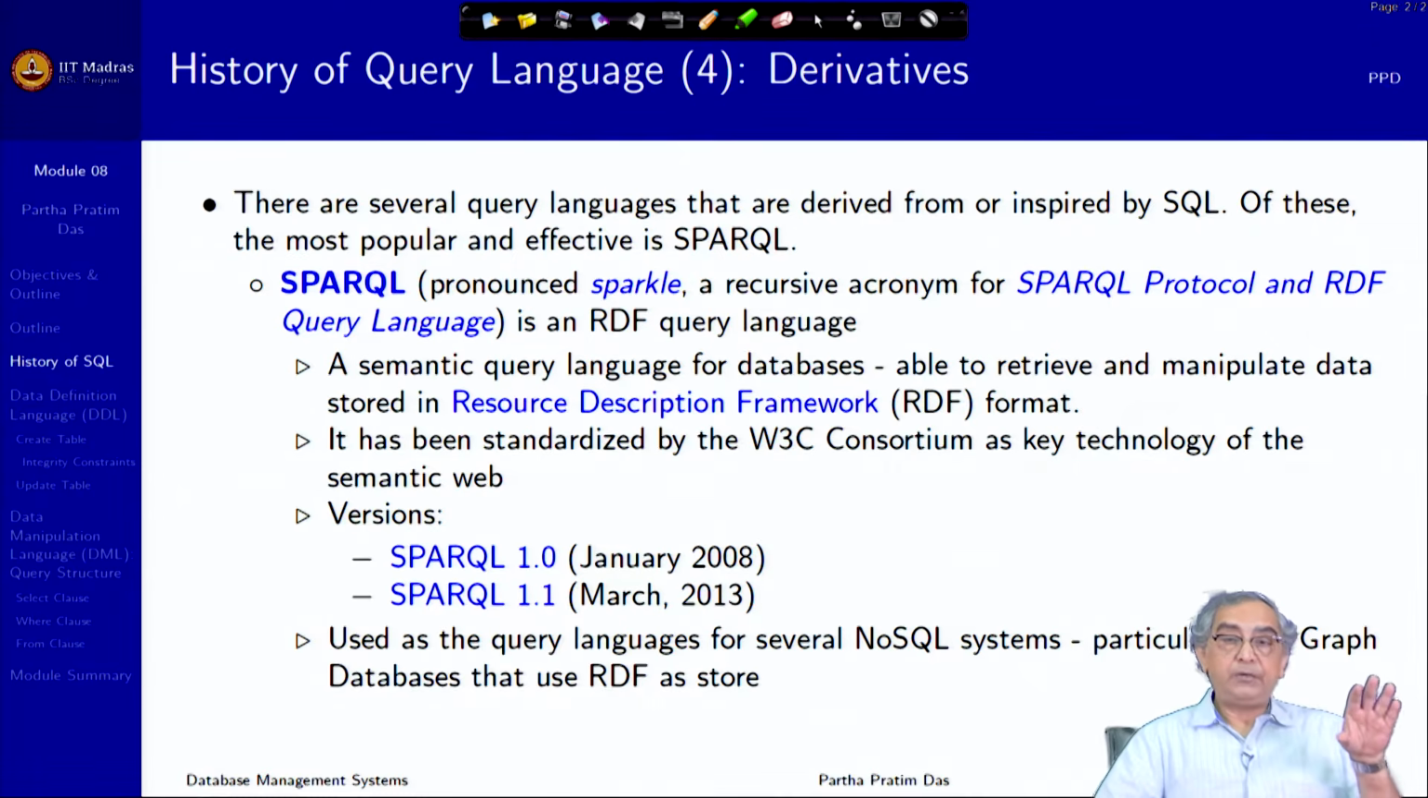Very interestingly, it is a query language which is based not exactly on the relational form, but on RDF, the Resource Description Framework, which is a triple structure, which is more generic, but maybe a little bit less efficient. It has been standardized by W3C, and currently the version is SPARQL 1.1, particularly working with several non-SQL systems, particularly the graph databases that use RDF as a store. SPARQL has become the de facto standard kind of.